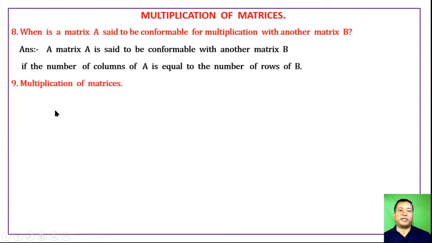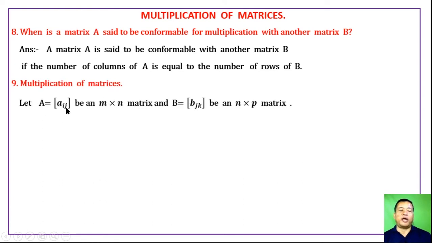Multiplication of matrices. Let A equal to Aij be an M by N matrix and B equal to Bjk be an N by P matrix. The repeated suffix j: i corresponds to M, j corresponds to N, so j corresponds to N in both.